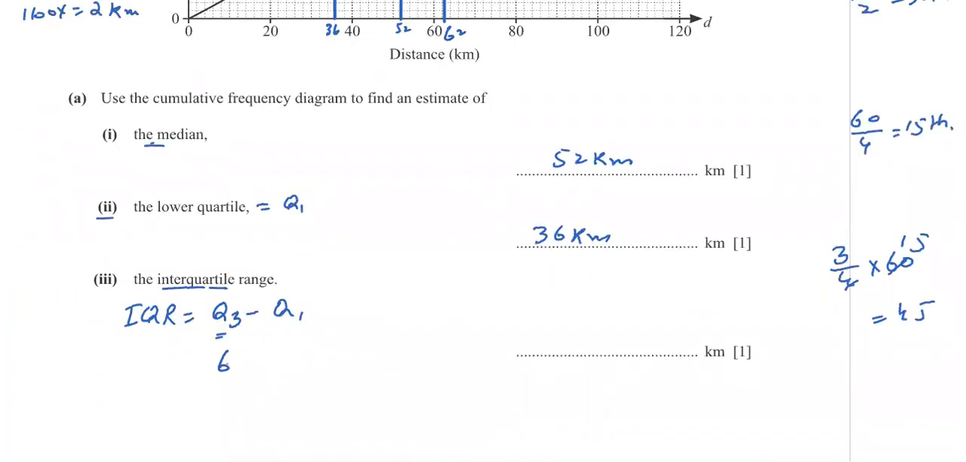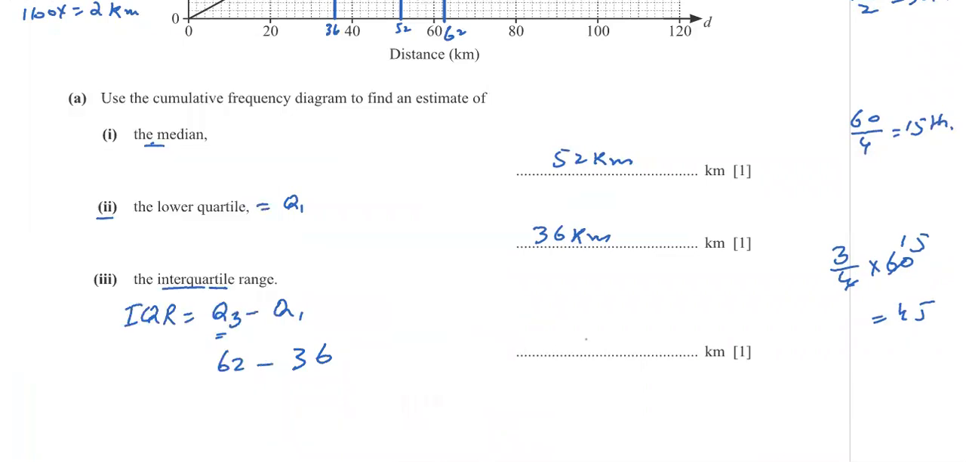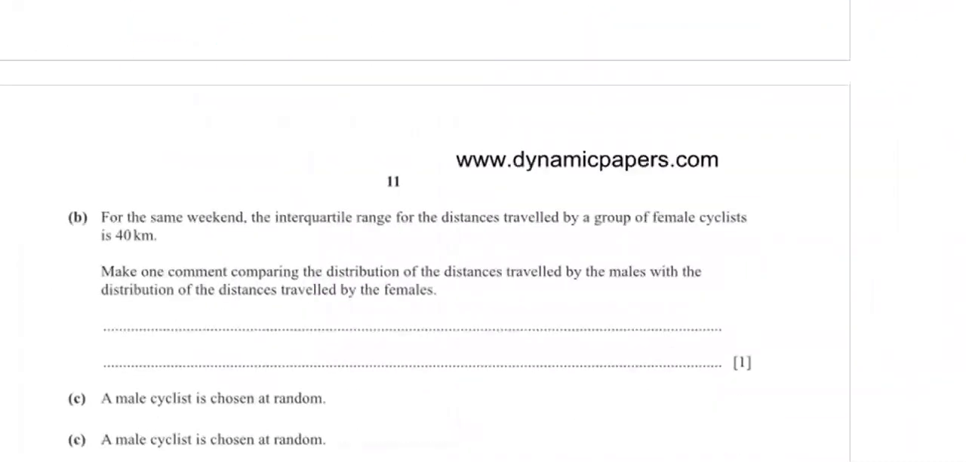So I can say 62 minus 36, that is 26. So 26 kilometers is the interquartile range. We found the interquartile range of this one also. Okay, after that, the next one is part B.